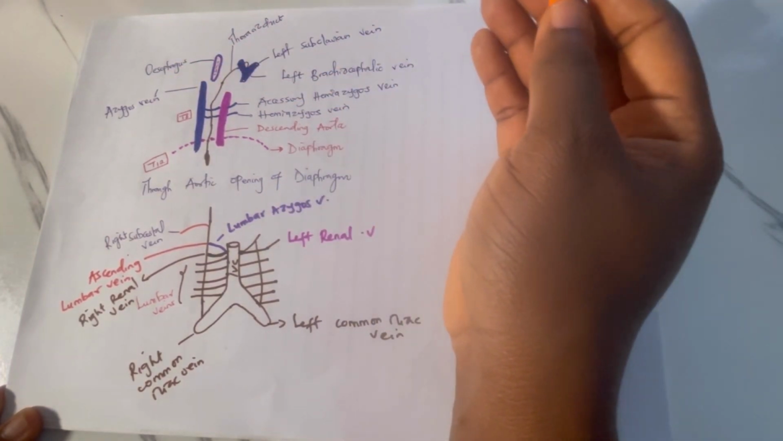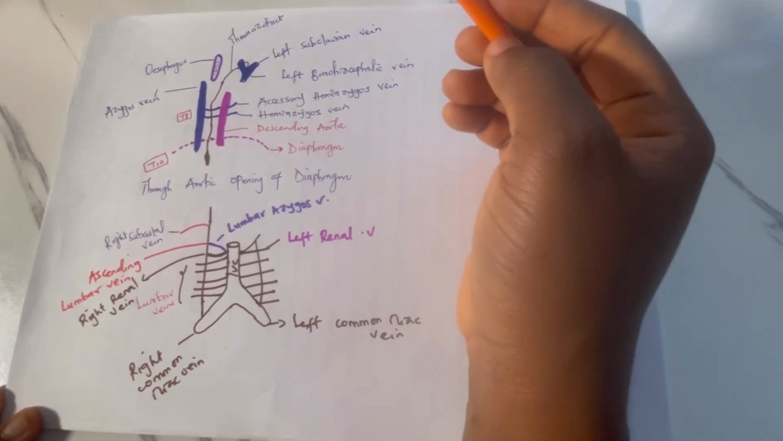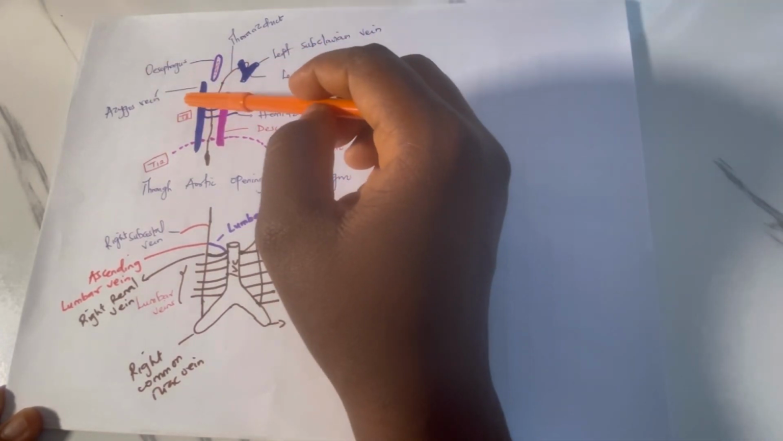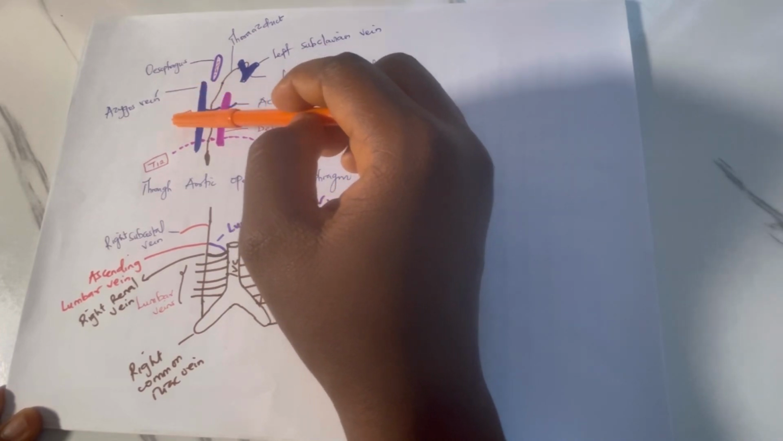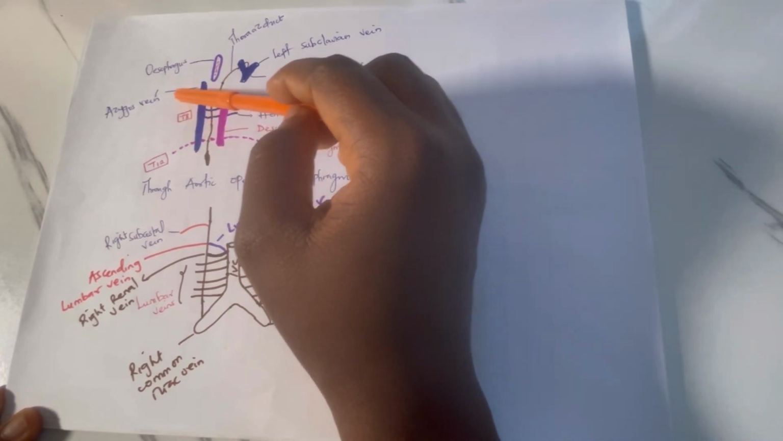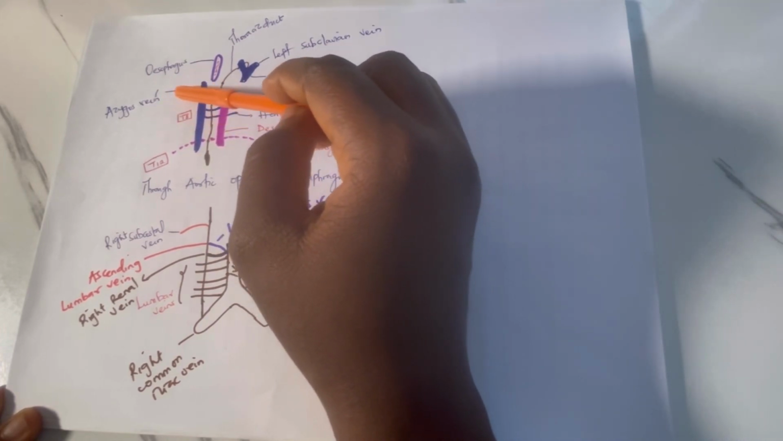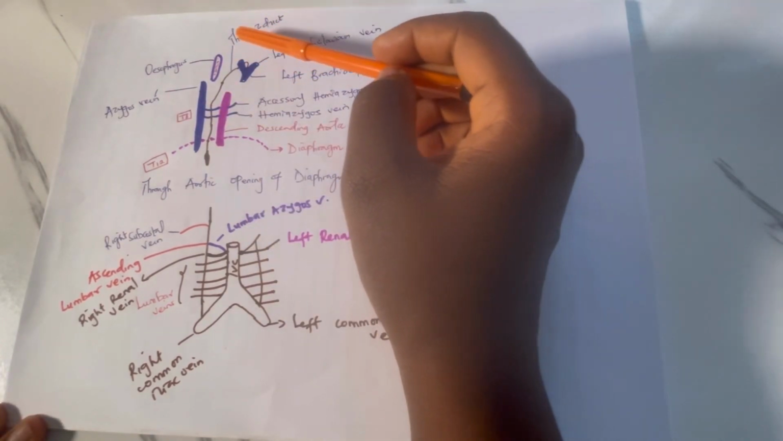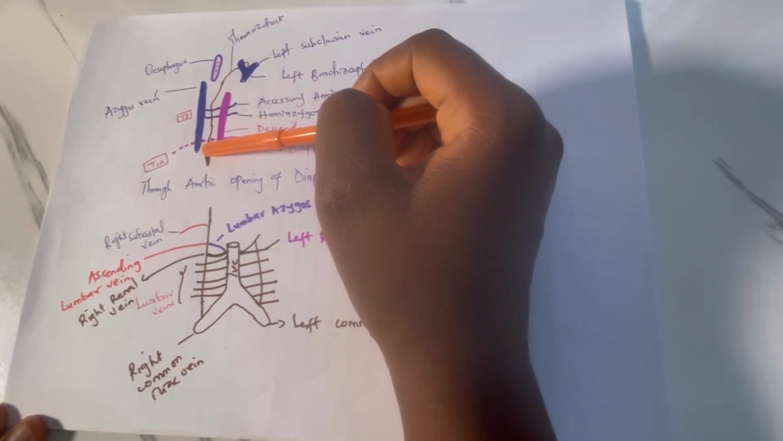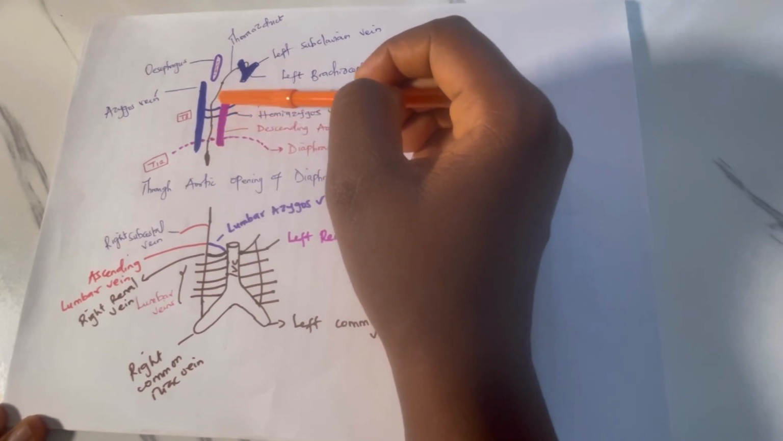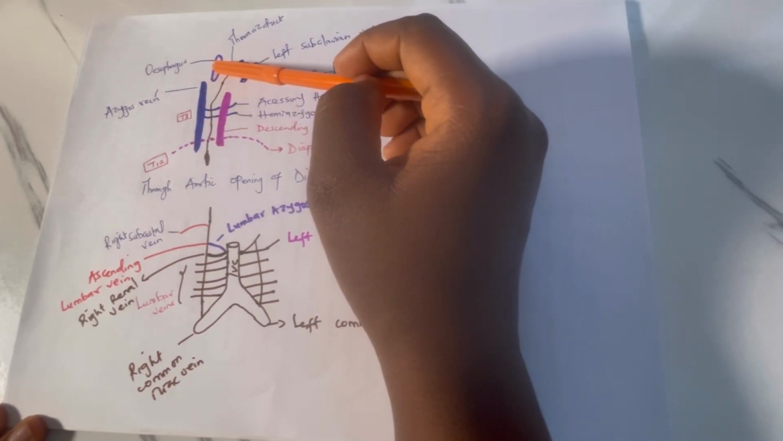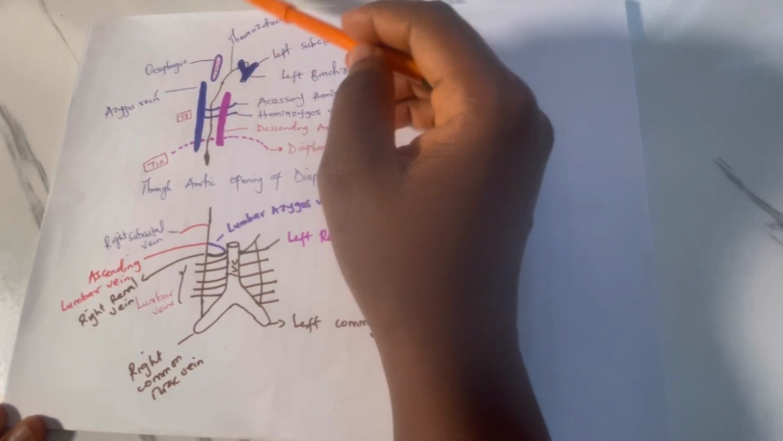Posteriorly, we have the lower 8 thoracic vertebrae and the right posterior intercostal arteries. Then on the right side, we have the right lung and the pleura present on the right side, and the greater splanchnic nerve. Then on the left side, we have the thoracic duct, and the descending aorta in the lower part, and the esophagus, the trachea, and the vagus in the upper part.